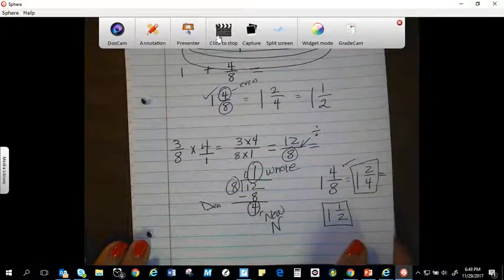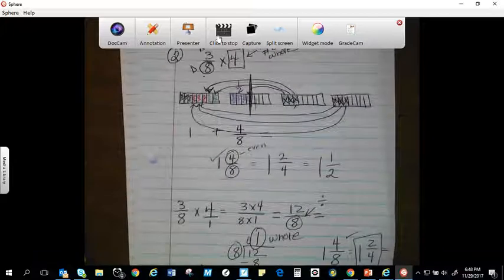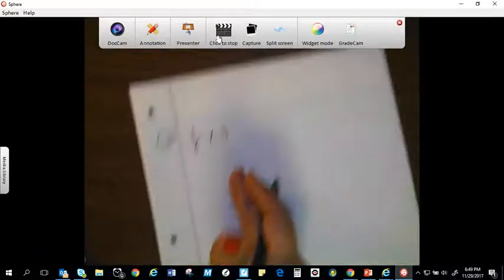Okay, so now that was number 2. Let's go to question number 3, and we're almost there. Question number 3 is 1/8 times 3. 1/8 of 3, so we're having times 3. What is 1/8 of 3?